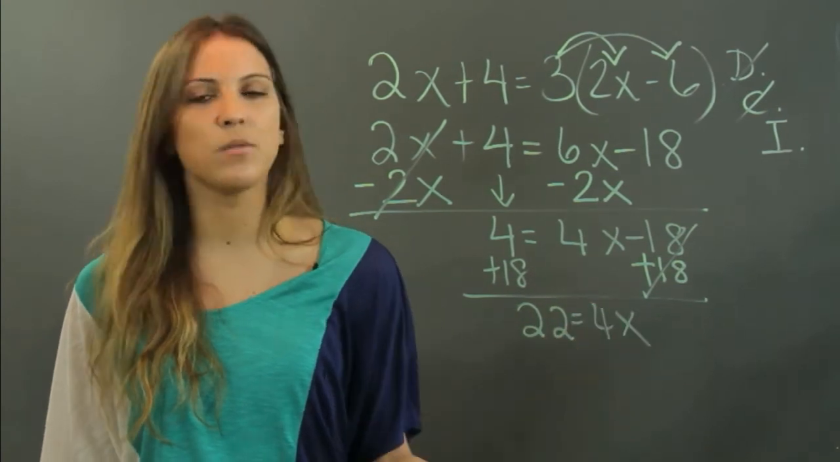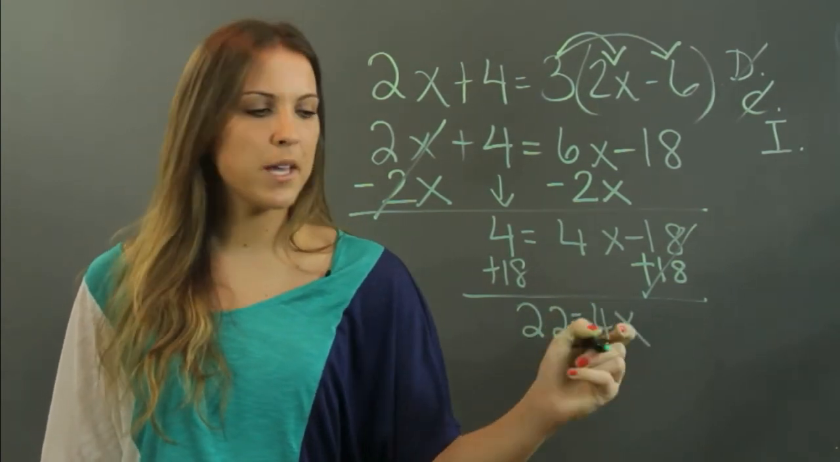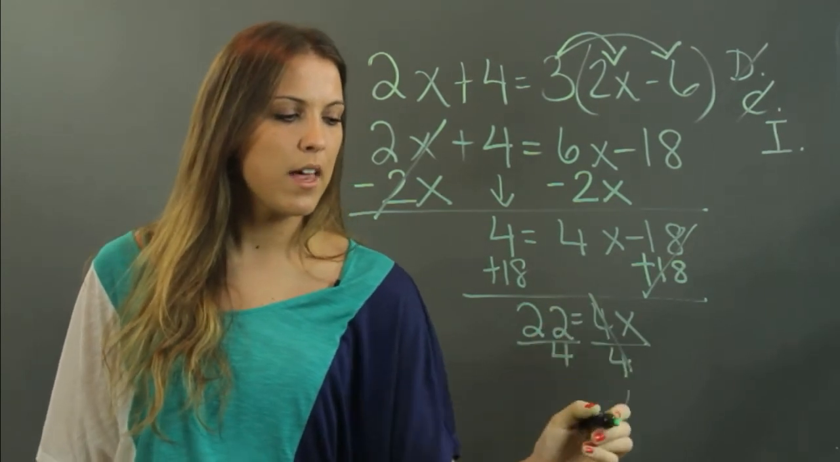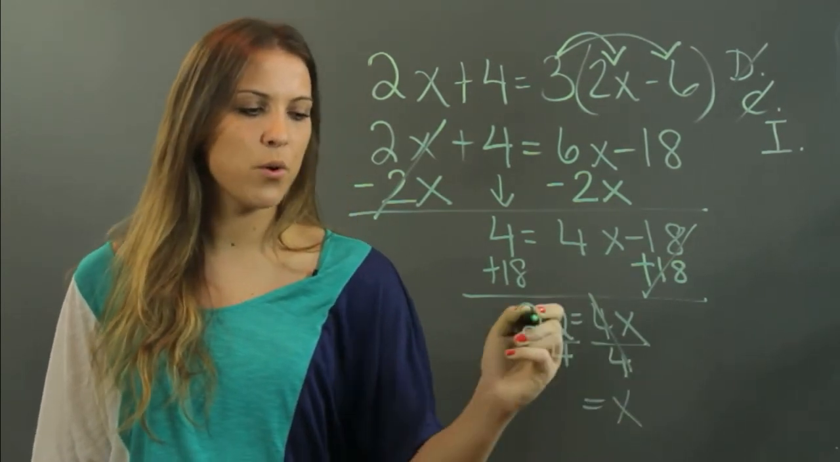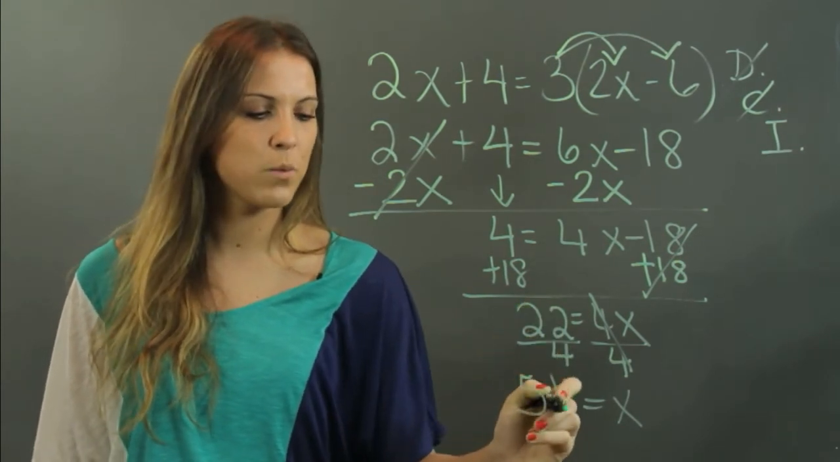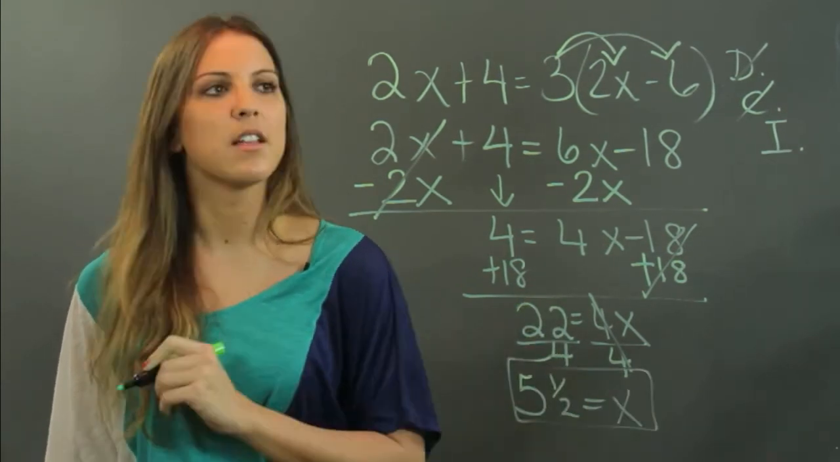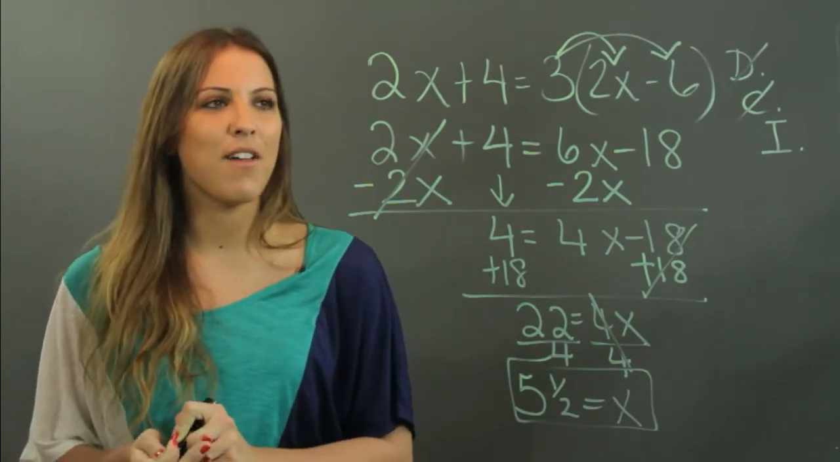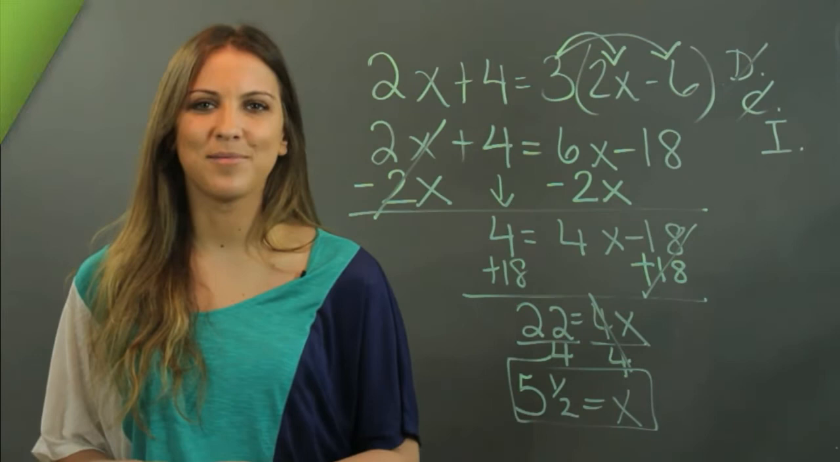And I'm continuing to use inverse operations. This is multiplication, so I'm going to go ahead and divide by 4 on both sides. And when I do that, I'm going to get x equals 4 goes into 22 5 times with 2 left over, so it's 2 over 4, which is 1/2. So I get x = 5 1/2. My name is Maria, and I just showed you how to solve a multi-step linear equation.